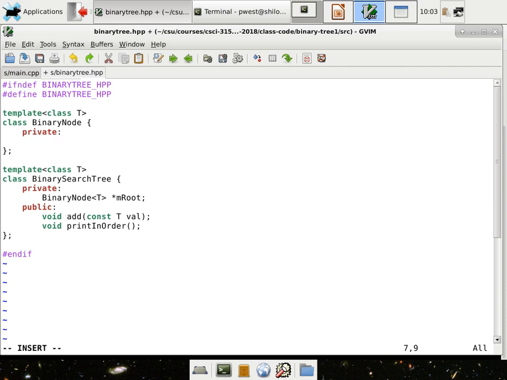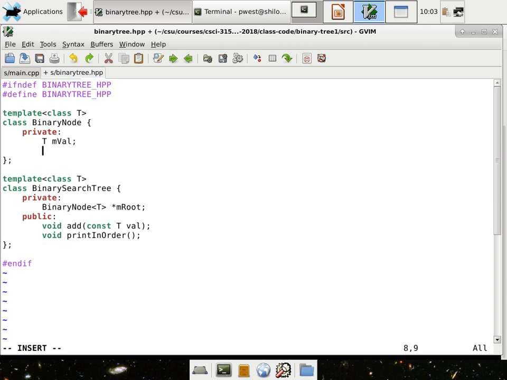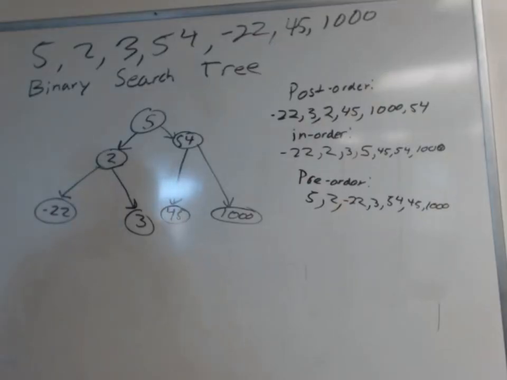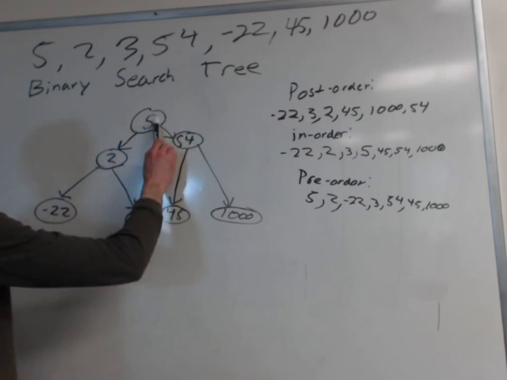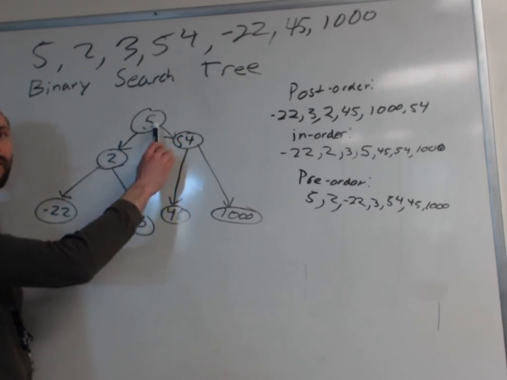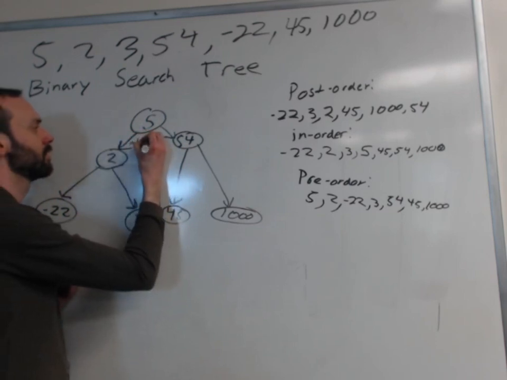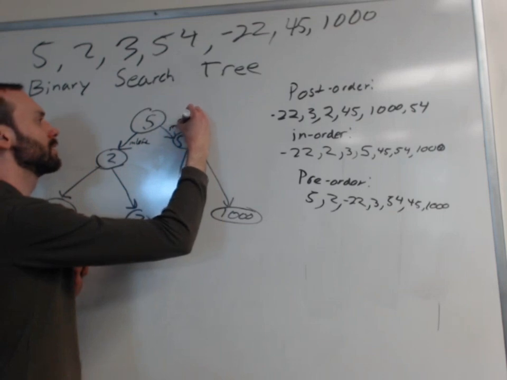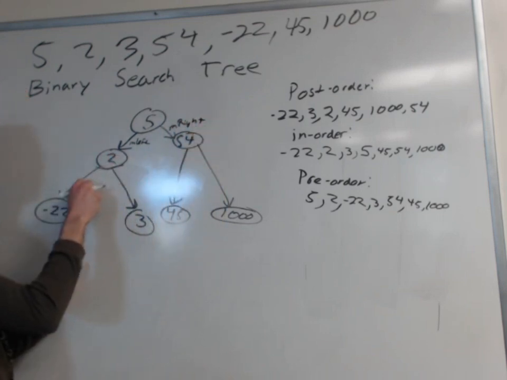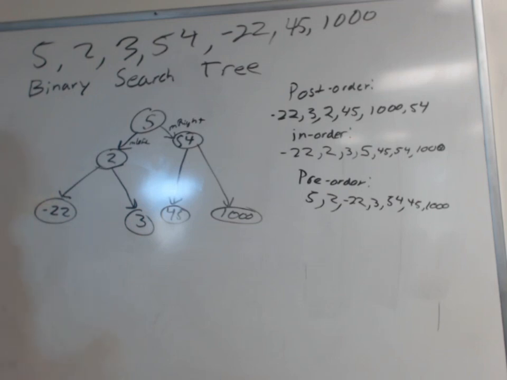Okay, so what's in this node? A value, so we got T mval. Okay, so binary node m left, m right. Okay, let me go and make sure people are on the same track. Here's your node. Value we have stored pictorially as a number inside of it. You have m left and m right, which points to another node, which of course has more pointers to the left and to the right. Okay, all right.